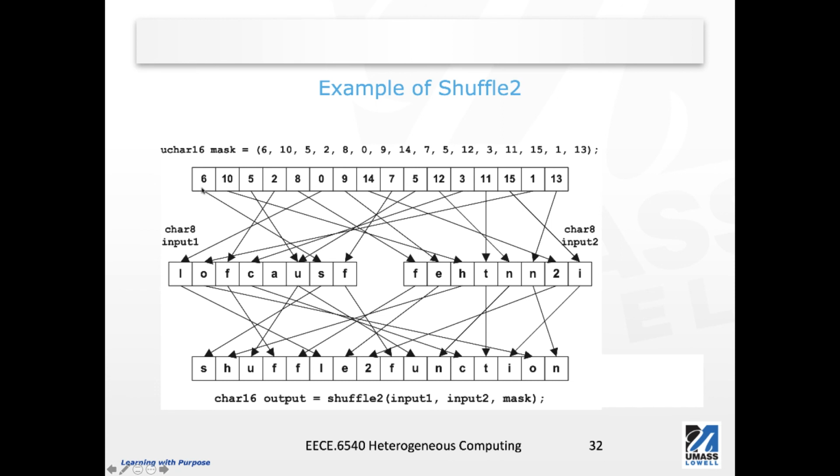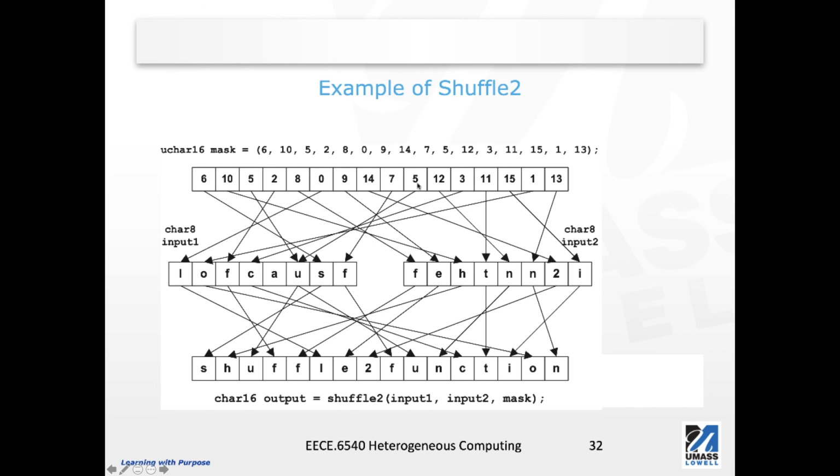Let's take a look at the first element in the mask. The value is 6. So we're going to find out the index 6, and so this goes from 0, 1, 2, 3, 4, 5, 6. So this will be the place we find the value, which is letter S. So this S will be put into the output vector in the first location here.